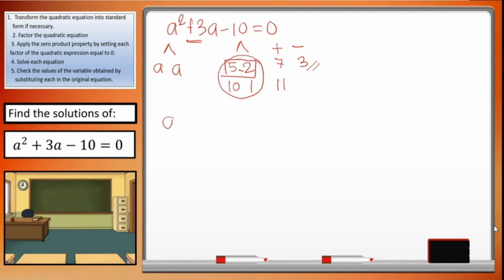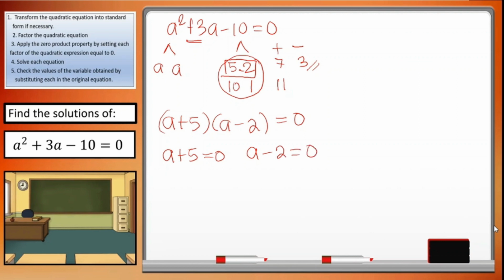So we'll use a plus 5 multiplied by a minus 2 is equal to 0. Okay? Then we're going to apply the zero product property. We have a plus 5 is equal to 0 and a minus 2 is equal to 0. So we apply here the zero product property where we set each factor of the quadratic expression equal to 0.